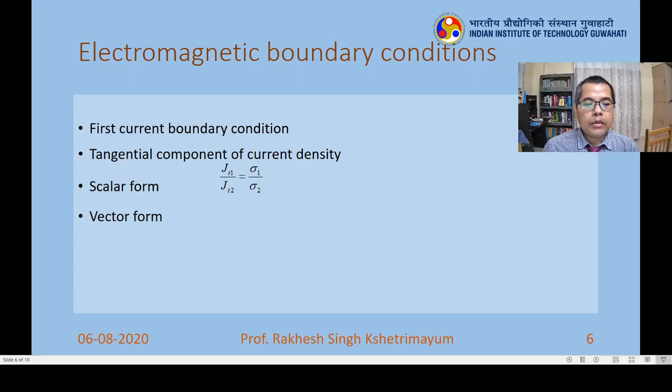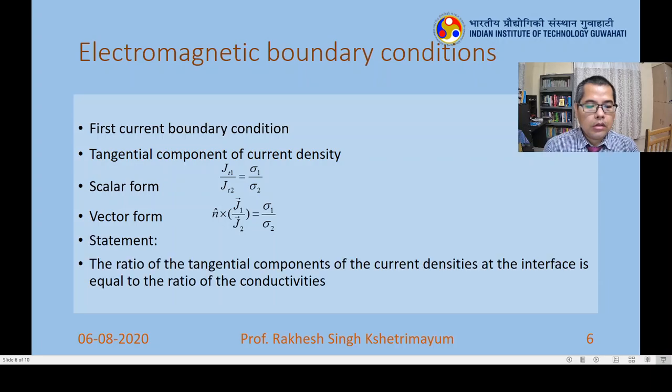So in vectorial form, we can write n cross (J1 by J2) is equal to sigma 1 by sigma 2. Now you can state the statement from the scalar form of the first current boundary condition. It basically says that the ratio of the tangential components of the current densities at the interface is equal to the ratio of the conductivities. So this is the first current boundary condition.